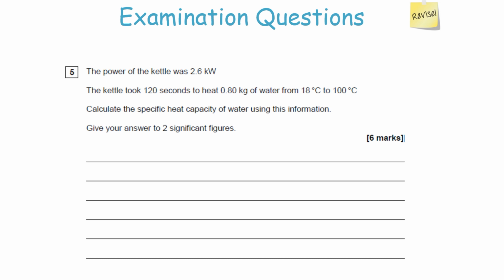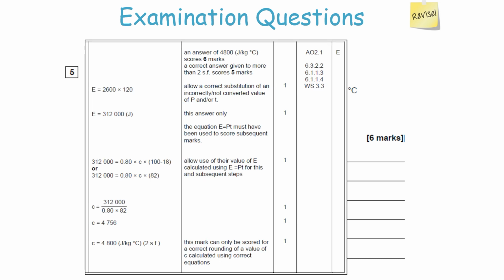You've got a mass but you don't have an energy, but you do have a power and a time. Now you've got to remember that energy is equal to power times time. So you would do 120, as that's the time in seconds, multiplied by the power, but we don't work in kilowatts, we work in watts, and we convert from kilowatts to watts by times by 1,000. So therefore it's 2,600 times 120. That gives our energy to be 312,000 joules.